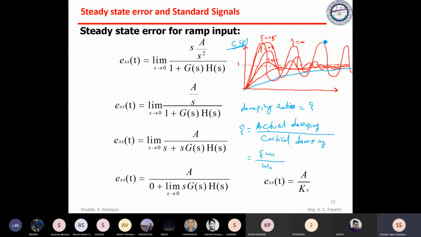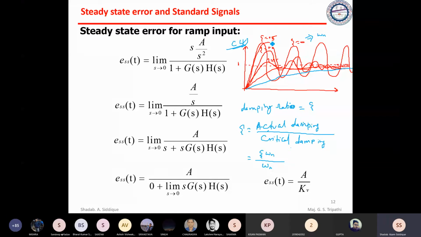It is oscillating with the natural frequency. See, zeta is equal to 0, it is oscillating with the natural frequency. So zeta is equal to 0 with the natural frequency means it is having the damping of omega n.